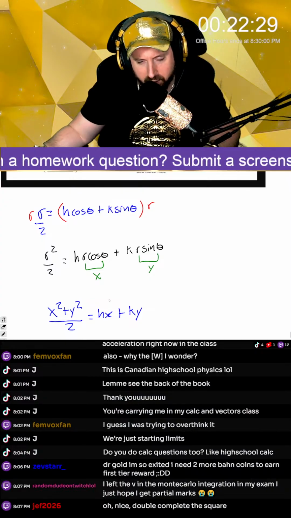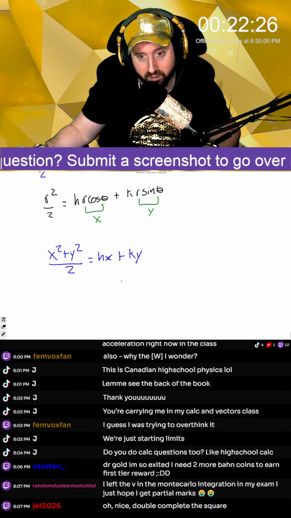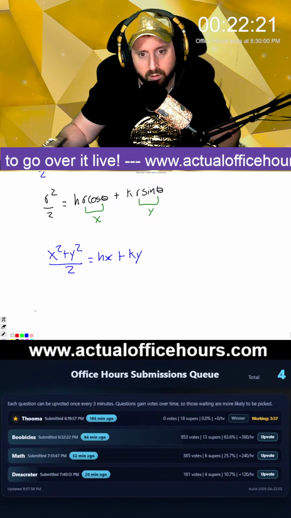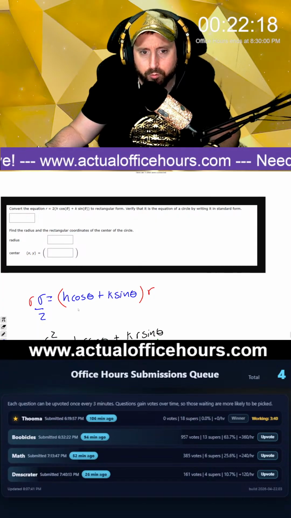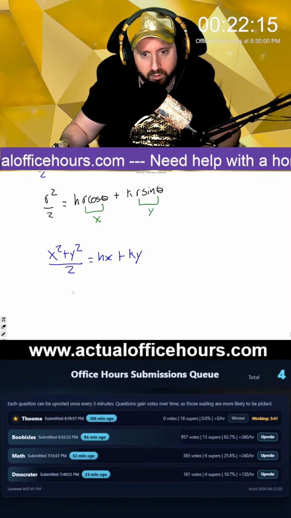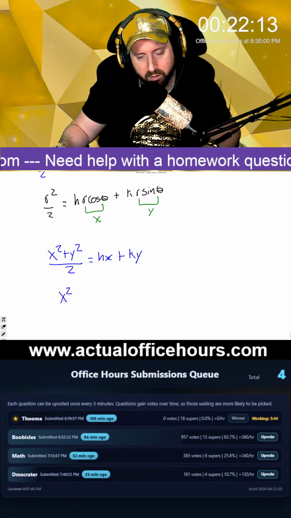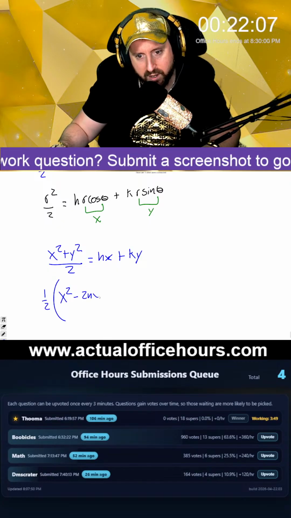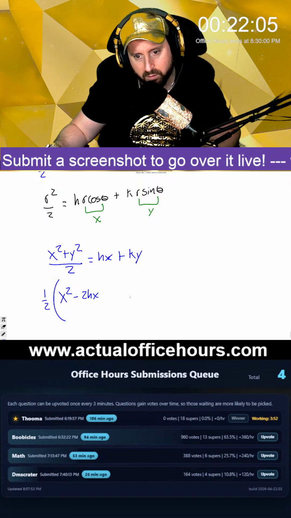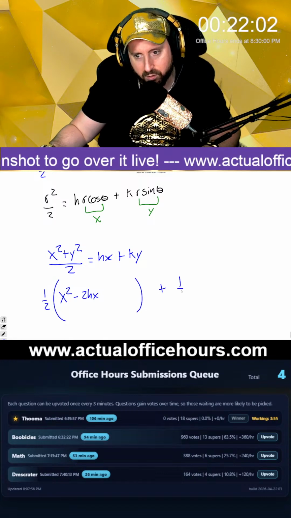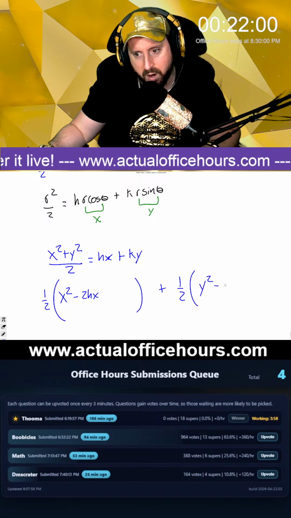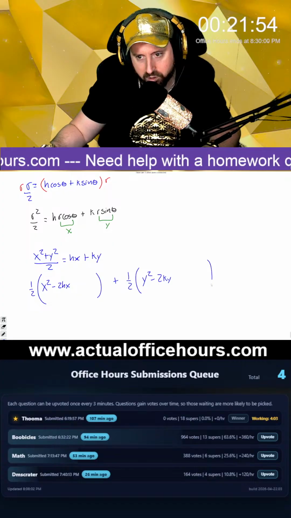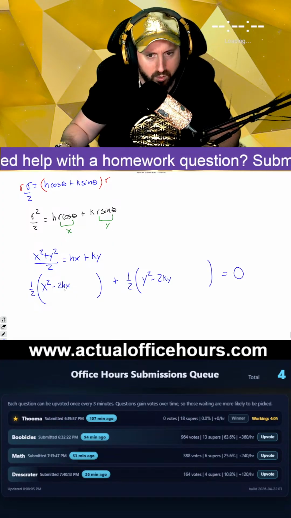Now, this is where we're going to do completing the square, right? So I'm going to move all this over. Because, sorry, what do they want? Yeah, they want the radius and the center. Okay, so watch what we do here. I'm going to say x squared, I have to put a 1/2 outside, right? So x squared minus 2hx. Okay, we're going to leave that. I'm going to say plus 1/2 y squared minus 2ky. And then we're going to say all this is equal to 0. Do you understand why I put the 2 on these now?